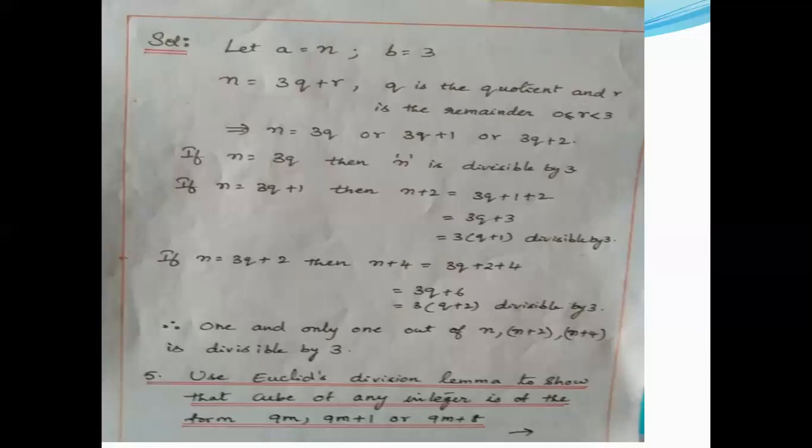Now, another model. Use Euclid's division lemma to show that the cube of any integer is of the form 9m, 9m plus 1 or 9m plus 8. Solution. Let the positive integers be 3p, 3p plus 1 and 3p plus 2. Here, why have I chosen 3p, 3p plus 1 and 3p plus 2? Because we should take only the factors of 9.